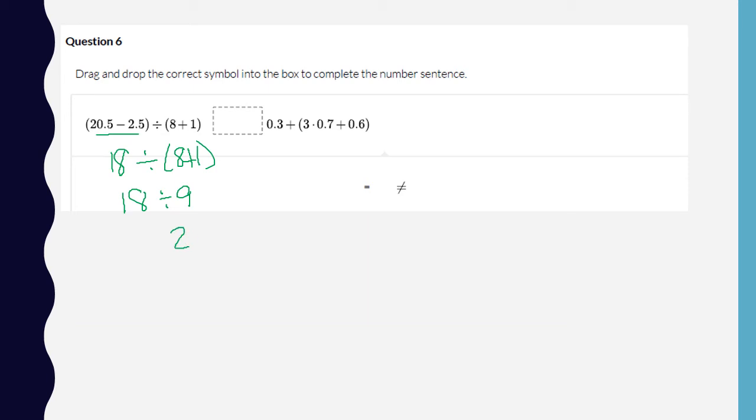Now I'm going to look over here at the right. I'm going to look inside those parentheses first and do the multiplication. 3 times 0.7 is 2.1 plus 0.6, so this is still inside those parentheses. So 2.1 plus 0.6 is 2.7, and when I add those together, I do get 3. So 2 and 3 are not equal.